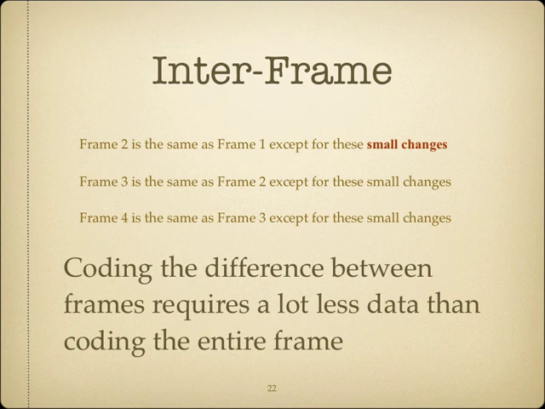So frame 2 is the same as frame 1, but with these small changes. Frame 3 is the same as frame 2, except for these parts. Frame 4 is the same as frame 3, except for these parts. And so coding the difference between the frames takes a lot less data than the actual frames themselves.